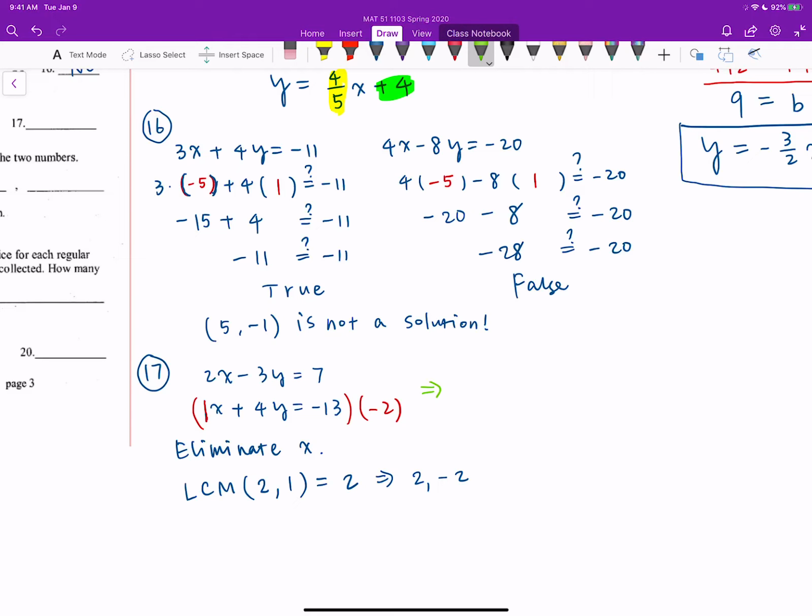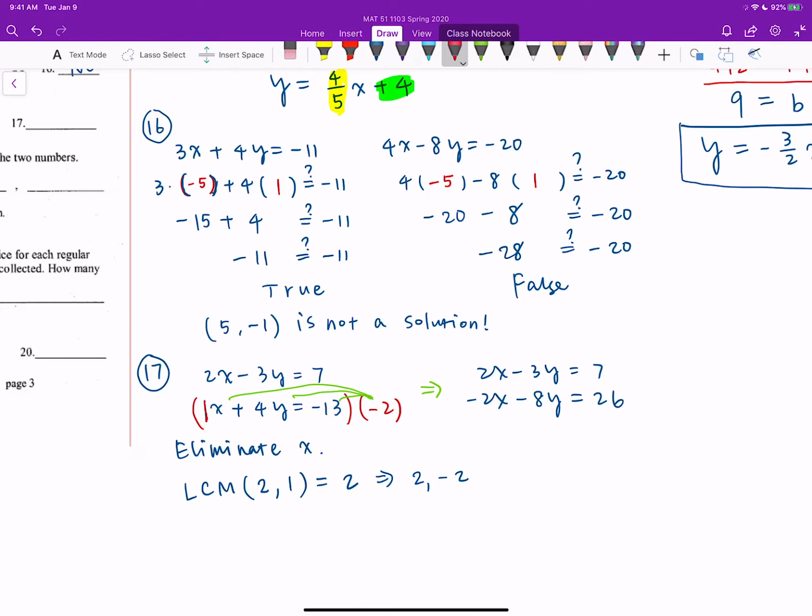Let's write down the new system. First equation is the same. 2x minus 3y equals 7. Second equation, distribute the number that you're multiplying to each component in the equation. First one is -2x, and then -8y equals, on the right-hand side, -13 times -2, that's +26.